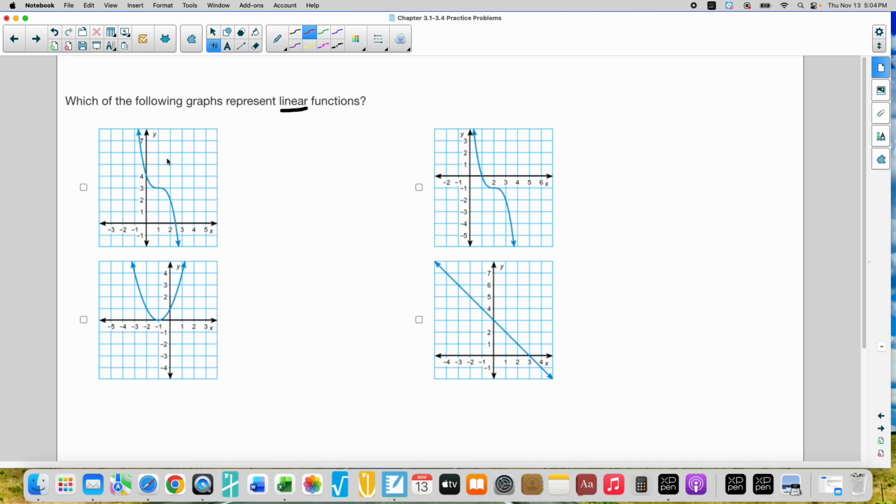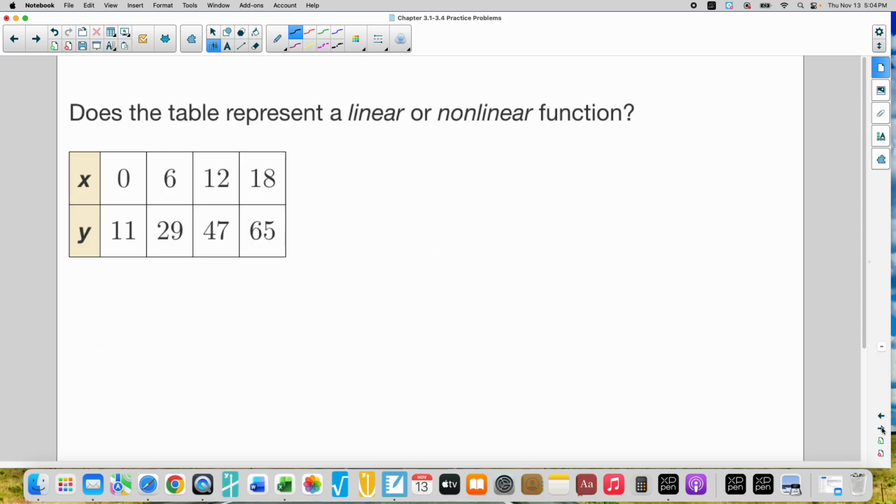Which of the following graphs represent linear? So linear. That's not linear. That's not linear. That's not linear. This is linear. And what's the slope? The slope is -1. Down 1, right 1, down 1, right 1.